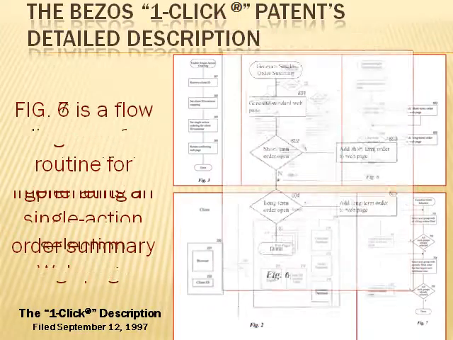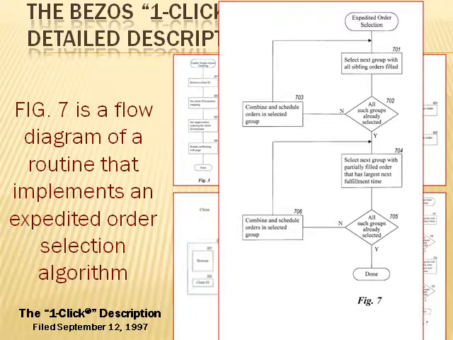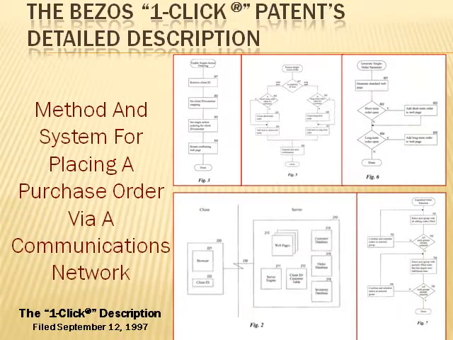And then Figure 7 is a flow diagram of a routine that implements an expedited order selection algorithm to support the one-click process. Every one of these diagrams is specifically described in the specification, which provides the support for the specific claims of the one-click patent, which claims recite a machine that performs a specific operation or set of machines, the client system, the server system, and the one-click ordering that occurs between the two.